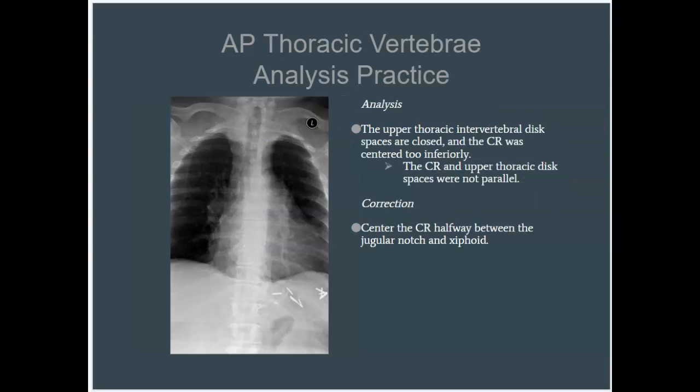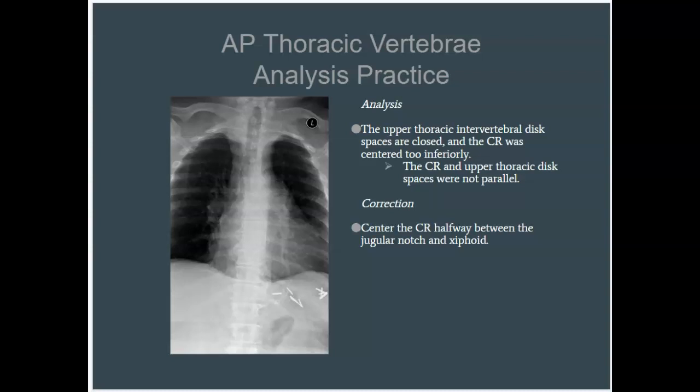Moving on, let's take a look at our first AP practice analysis of the thoracic vertebra. In this projection, you can see that the upper thoracic intervertebral disc spaces are actually closed, and the central ray was centered too inferiorly. It should have been centered at around T7.